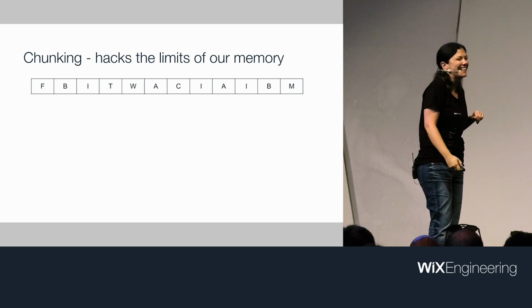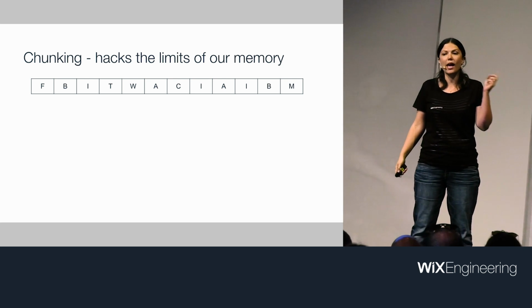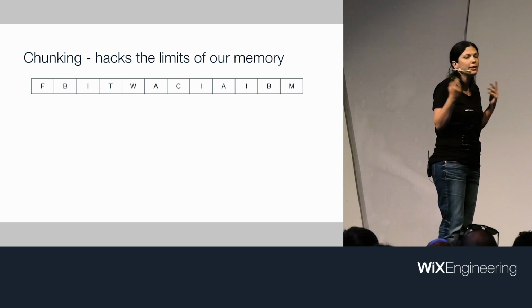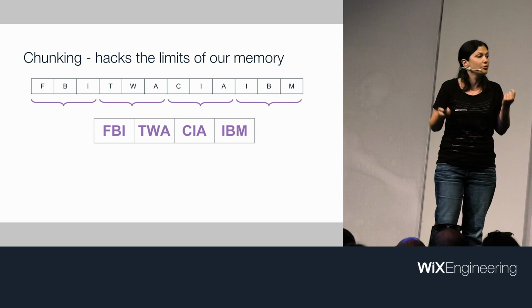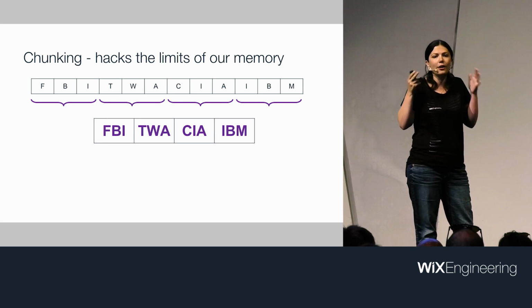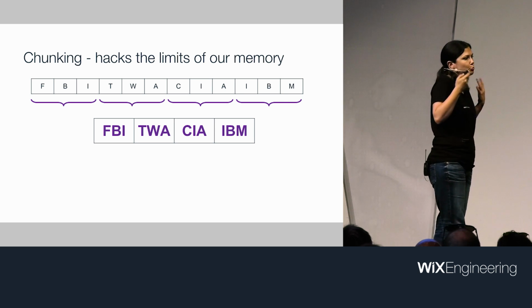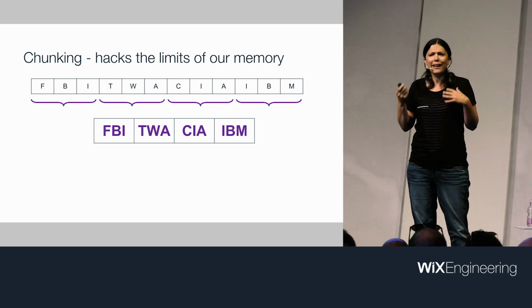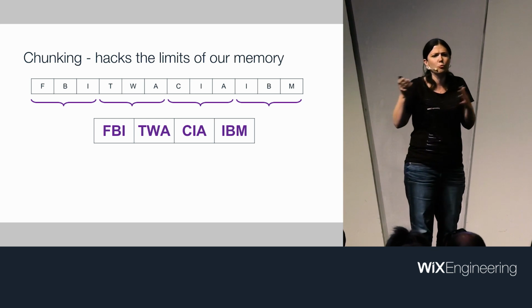And let's see one last example of chunking. Say you had this array of 16 characters. It's really hard to remember all of them at once. By using chunking into words, now I only have to store an array of length 4 in my mental representation, and it's easier.